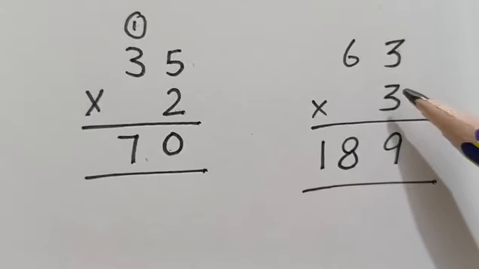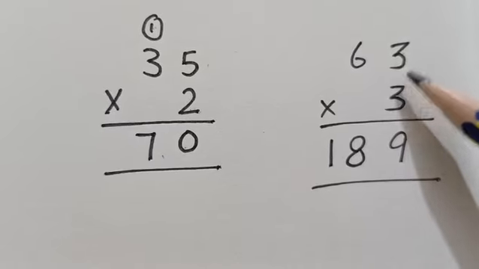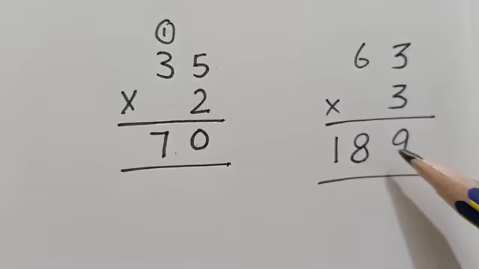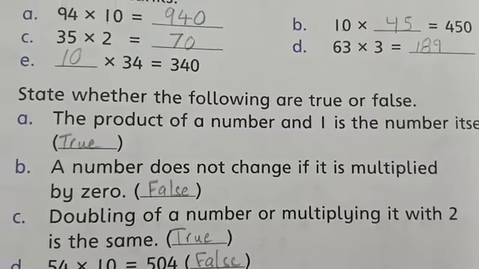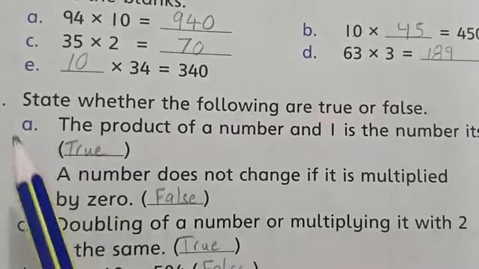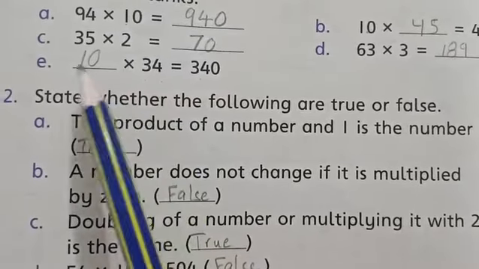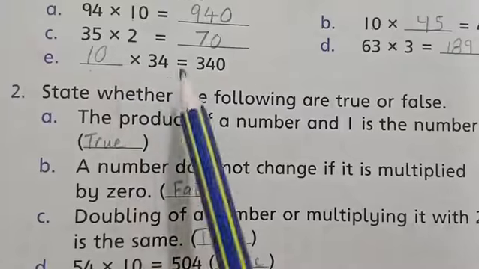Look at this, 63 multiplied by 3. So we multiply 3 with 3. 3 3s are 9 and 3 6s are 18. Answer is 189. Dash multiplied by 34 is equal to 340. So 34 multiplied by 10. 34 tens are 340.